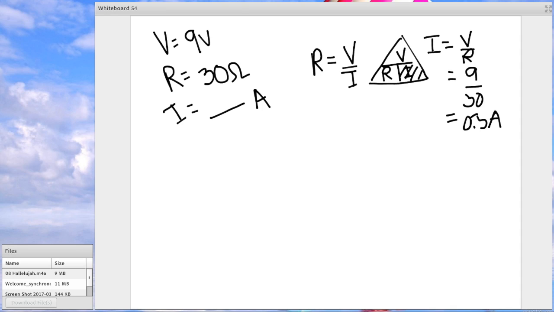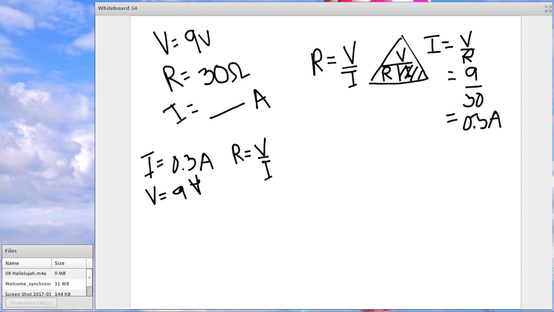Okay, let's try a different one. Let's say that we have a current of 0.3 and a voltage of 9, and we're going to look for our resistance, right? So I'm using the same numbers from the problem above, so that should tell you that our resistance should be 30. If we get 30, we know we did it right. So we do R equals V over I.